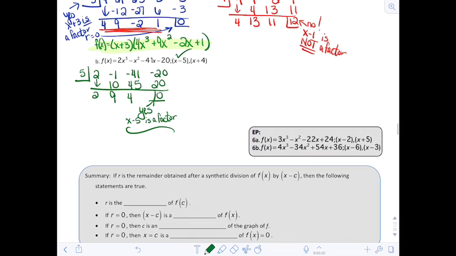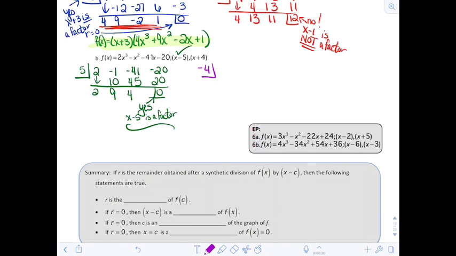Okay, what about x plus 4? So the 0 associated with that one would be negative 4. And since I know that 5 worked and gave me 0 as a remainder, I can use the 2, 9, and 4 and see what I get. Or I could have gone back to the original coefficients. So drop down the 2, times negative 4 is negative 8, plus 9 is 1, times negative 4 is negative 4, and I get 0. So again, yes, I know that x plus 4 is also a factor.